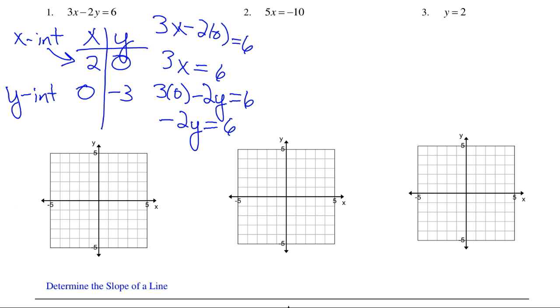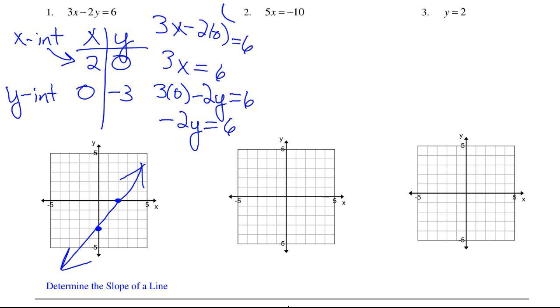So if I graph 2, 0, it'll be about right here. And then 0, negative 3, right here. And then, of course, connect the points with a line. Hopefully yours is straighter than mine.